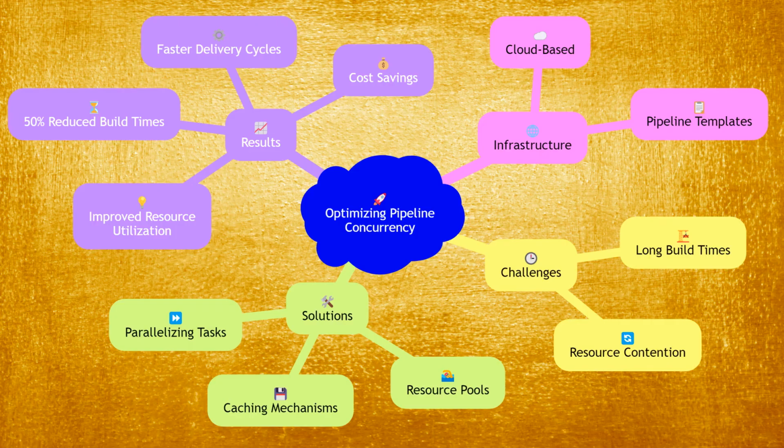Let's consider a case study of a software development team that successfully optimized their pipeline concurrency. The team was facing long build times and resource contention issues. By parallelizing independent tasks, implementing resource pools, and leveraging caching mechanisms, they were able to reduce their build times by 50%. Additionally, they used pipeline templates to standardize their pipeline configurations and adopted cloud-based infrastructure to handle peak loads. As a result, they achieved faster delivery cycles, improved resource utilization, and significant cost savings. This case study highlights the practical benefits of optimizing pipeline concurrency.